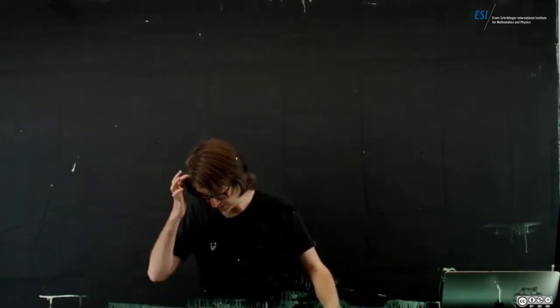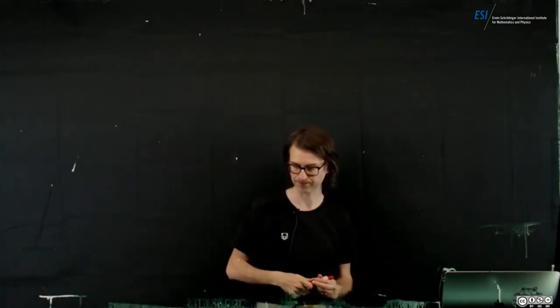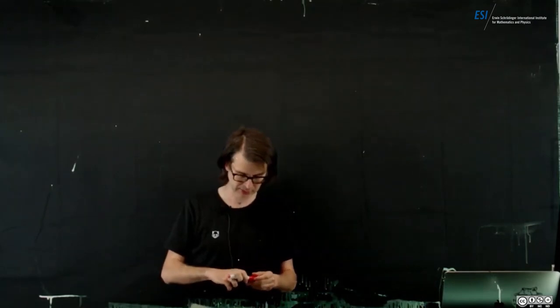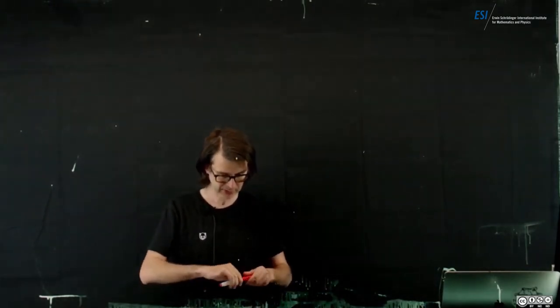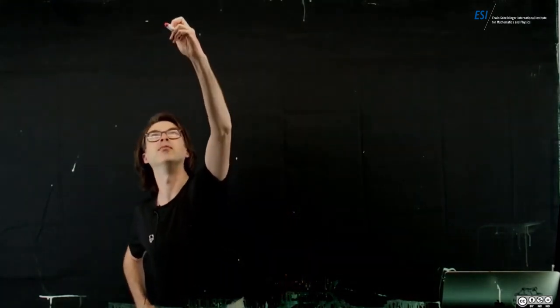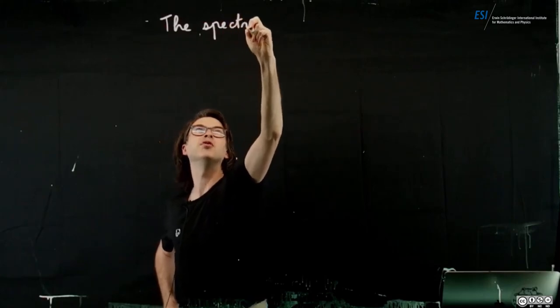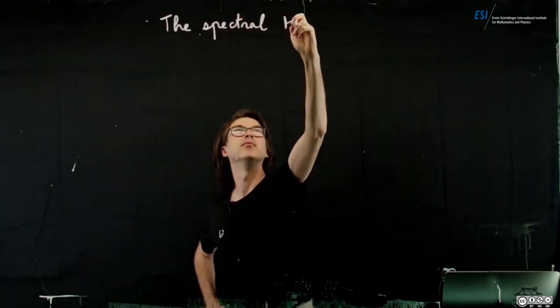Okay, so what we are after is diagonalizing the one-dimensional Schrödinger operator, which of course is self-adjoint, if you have the right functional setup. So that's, if you want, a particular case of the spectral theorem. Let's review a few things about the spectral theorem.